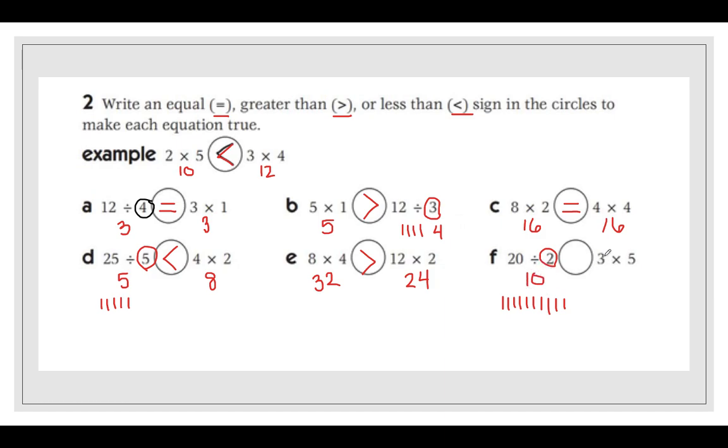And then I'm going to do 3 times 5. What's 3 times 5? 15. That's right. And the sign is going to be facing the 15 because 15 is my bigger number. Good job. All right, let's go on to the next question.